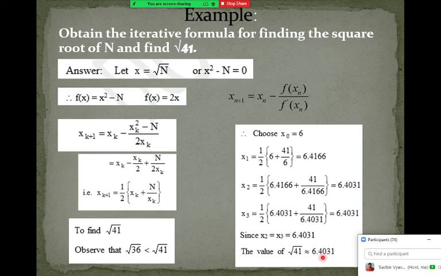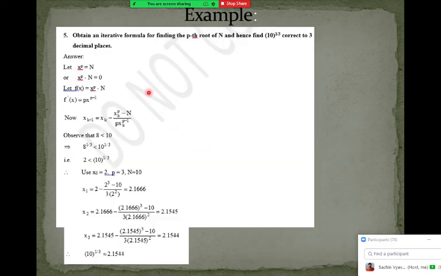No, sir. Okay. So a last question then, exactly similar to this, only there is a small difference. Instead of root N, the formula may be the nth root or pth root of N. We have to derive the formula for the pth root of N, and then we'll check what the question is. Come to the last question then. Here is that last question. Obtain the iteration formula for the pth root of N, and then find the cube root of 10, correct to 3 decimal places.